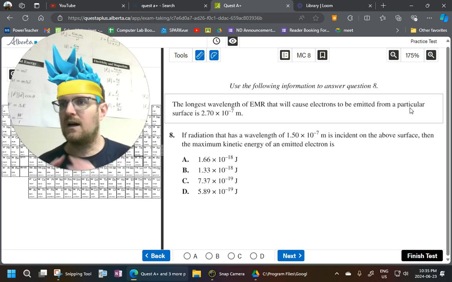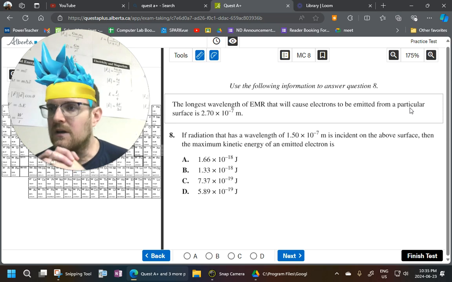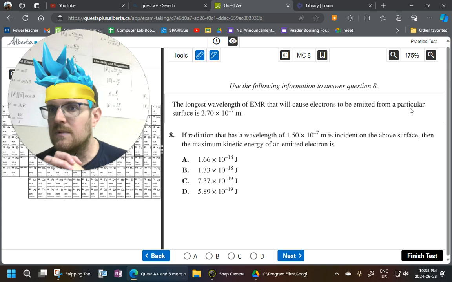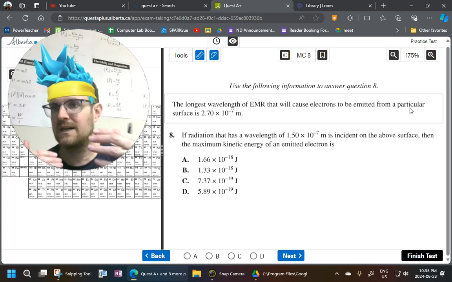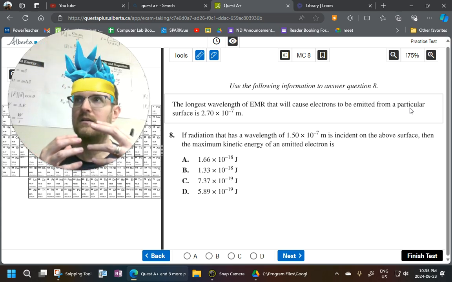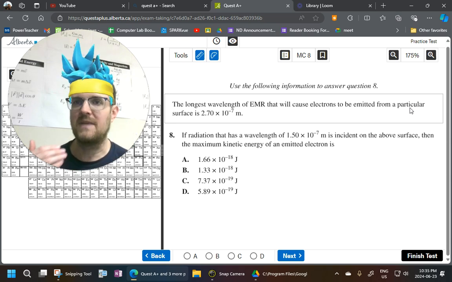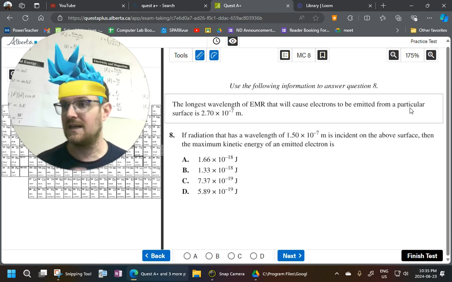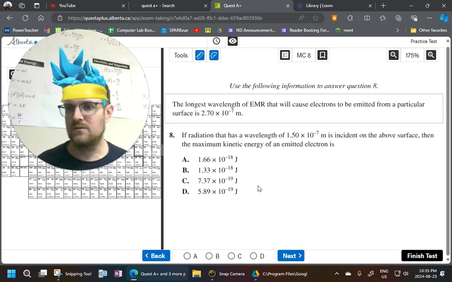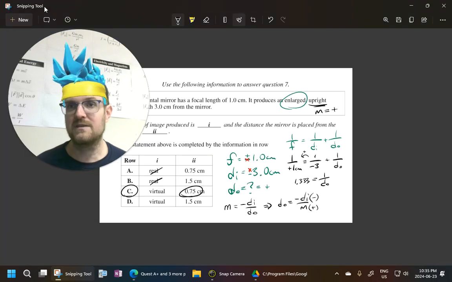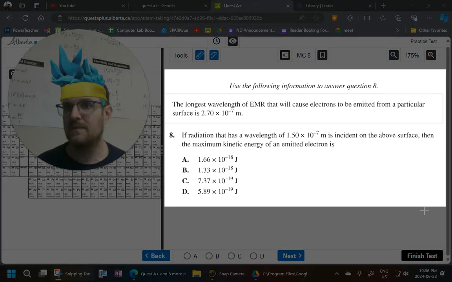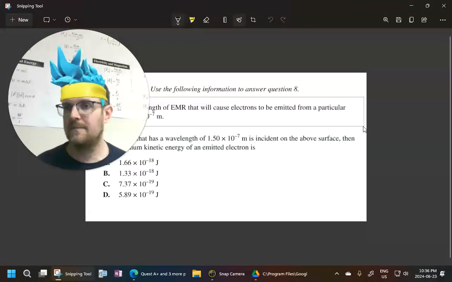The longest wavelength of EMR that will cause an electron to be emitted with a particular is this. So they're kind of telling us that's the longest, that's the maximum. So that corresponds to the minimum frequency, like our threshold frequency. If the radiation has this incident, okay, so I want to write this out because this involves one of the formulas that are not on the formula sheet, right? Let me just kind of clip this out here like that.